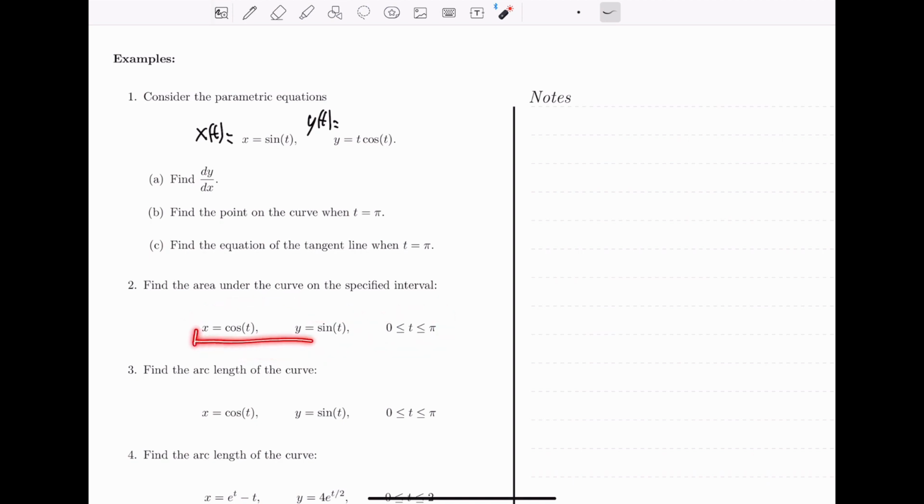Now notice these equations. Hopefully these look familiar from the last section. We have x equals cosine t, y equals sine t. The parameter t ranges from 0 to pi. This is going to sketch out exactly half of a circle in the upper positive y values, and we will be able to find the area under this circle, that's the area of half of a circle, using parametric equations.